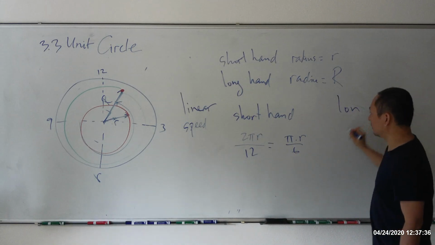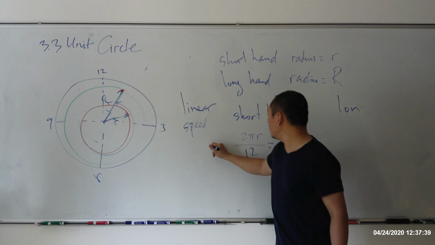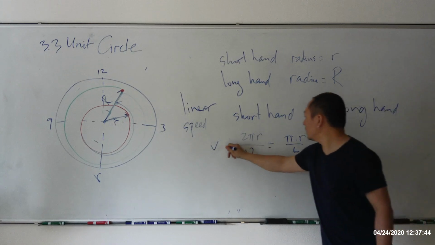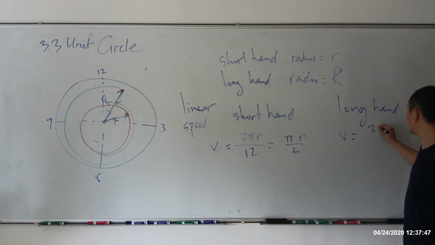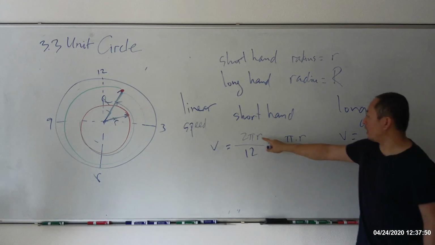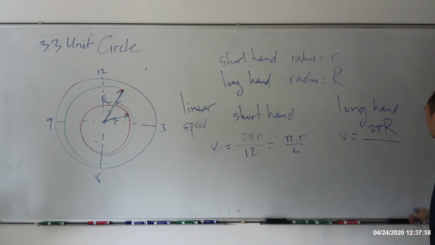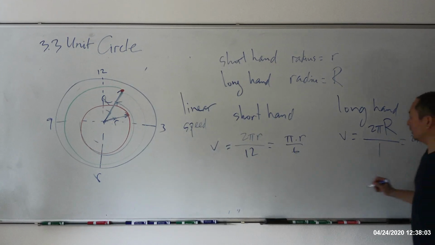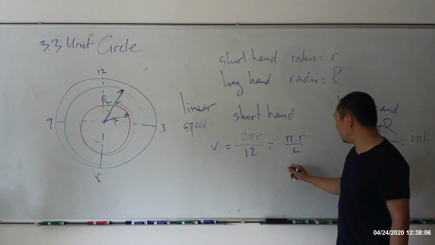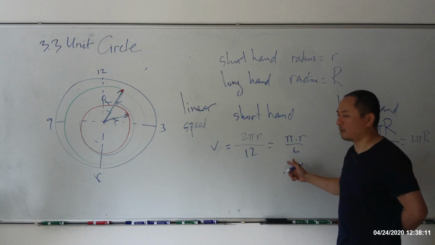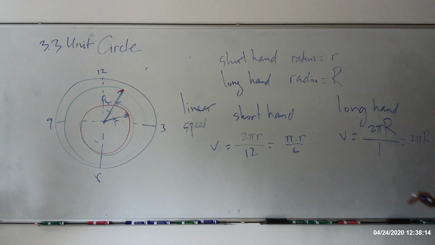For the long hand, and this is the linear speed, say a little v, right? For the long hand, the linear speed v is equal to 2 pi, but now for the circumference, the radius is not little r anymore. It's going to be big R, and of course divided by not 12 hours to complete the circle. The long hand only needs 1 hour. So this is 2 pi R. And the unit here is whatever the length over the hours, okay? It would be meter per hour or centimeter per hour or feet per hour, whatever, okay?